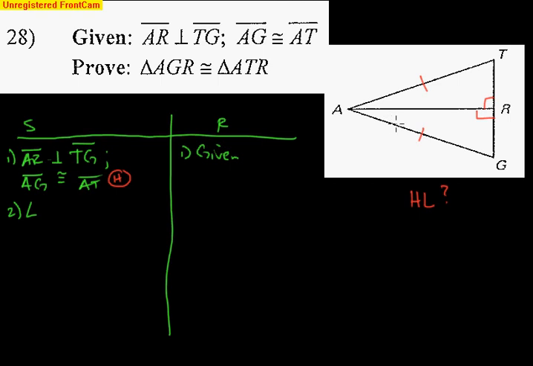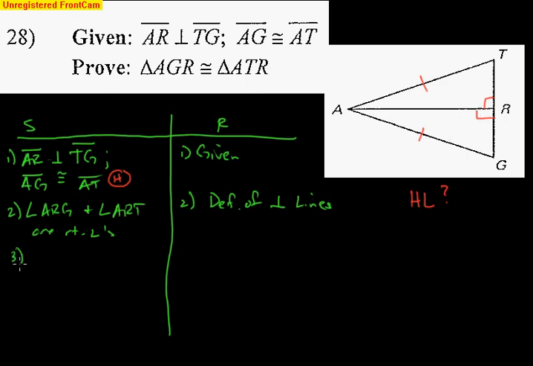So, angle ARG and angle ART are right angles. And that is, of course, because the lines are perpendicular. Definition of perpendicular lines. Remember that upside down T means perpendicular. So there's the fact that we have right triangles. Right angle, they're a triangle, right triangle.